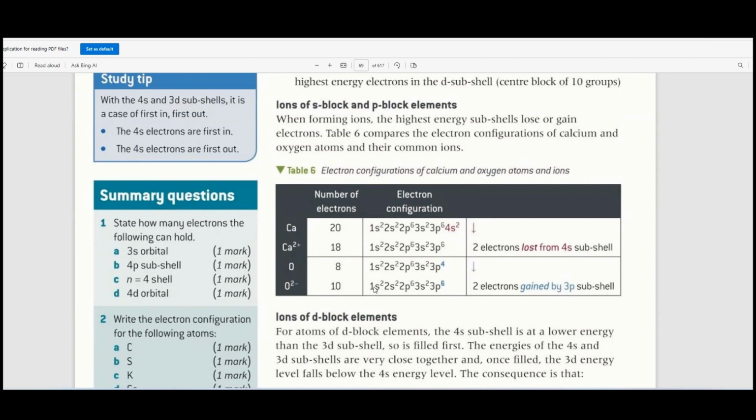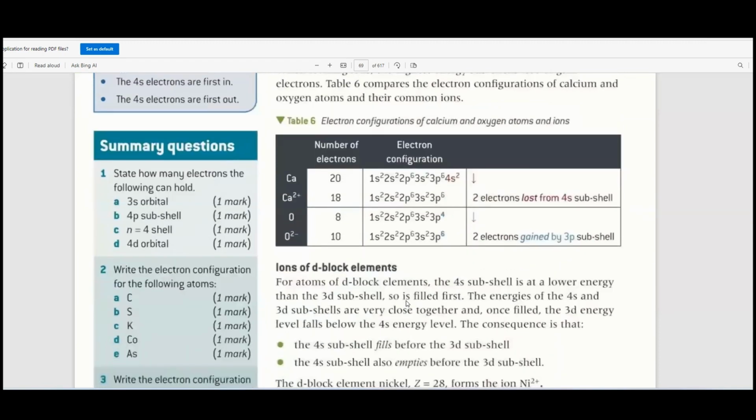Whereas oxygen gains two electrons. Previously it had 2p4. Now it still has p as the outer subshell, but it has six electrons now. So it's six electrons instead of four now, but the subshell is the same. Does that make sense?